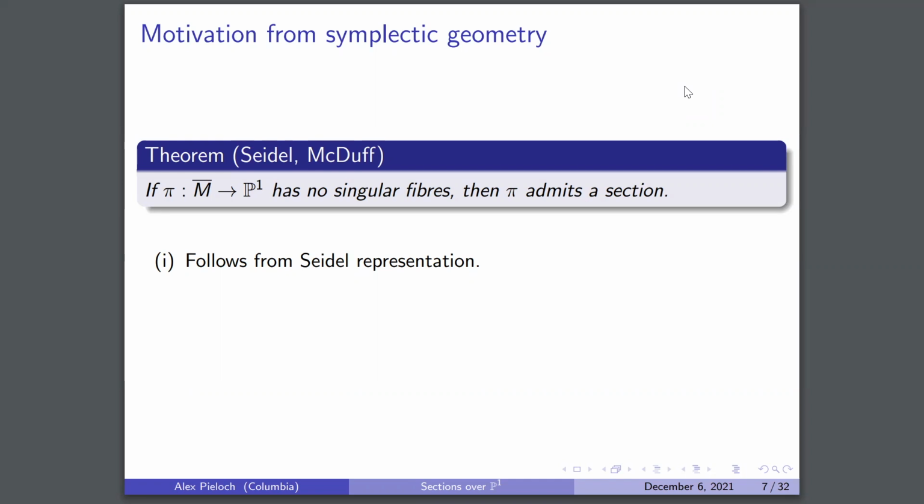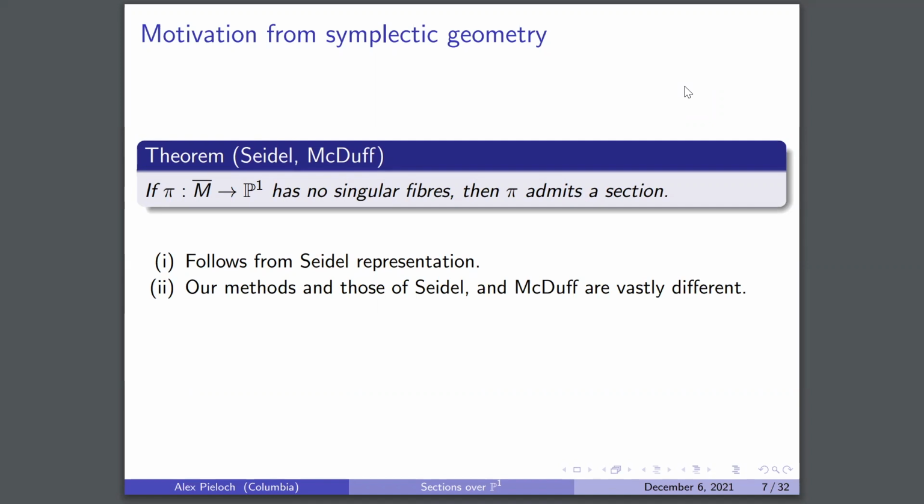Even though Seidel and McDuff's proof and my proof for this particular overlapping case both go through the symplectic category, they're nevertheless very different symplectogeometric constructions.